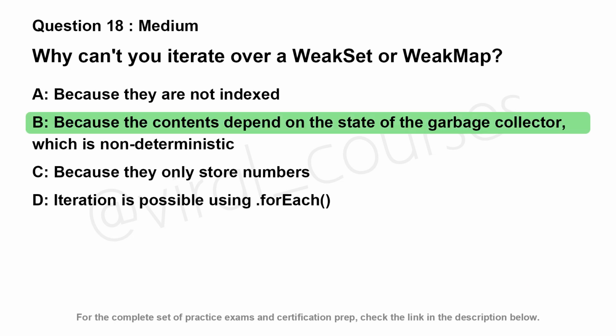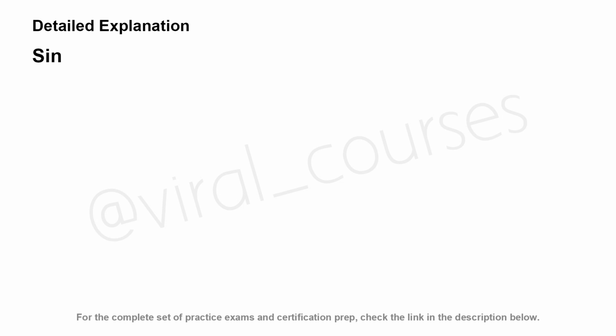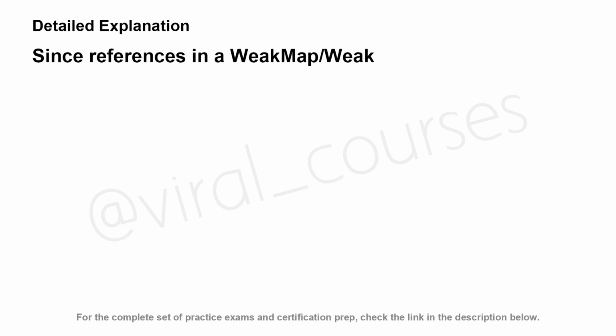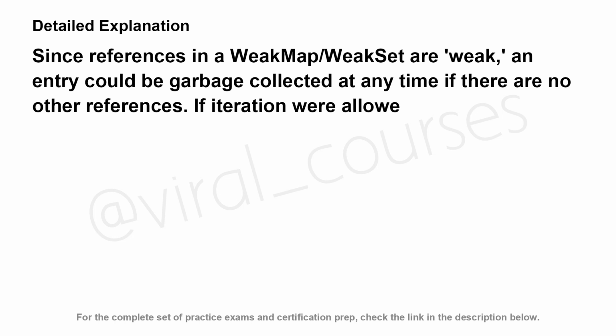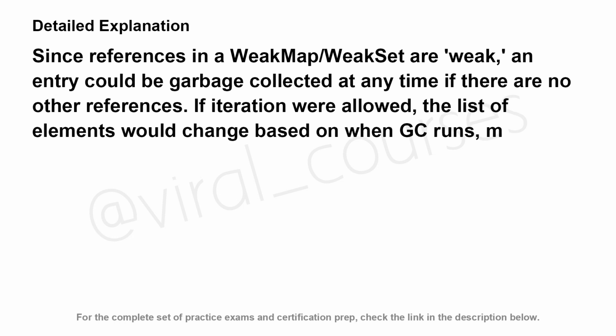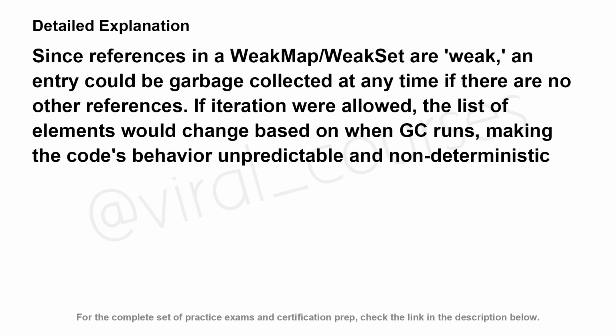The correct answer is B. Since references in a WeakMap or WeakSet are weak, an entry could be garbage collected at any time. If there are no other references, and if iteration were allowed, the list of elements would change based on when GC runs, making the code's behavior unpredictable and non-deterministic.